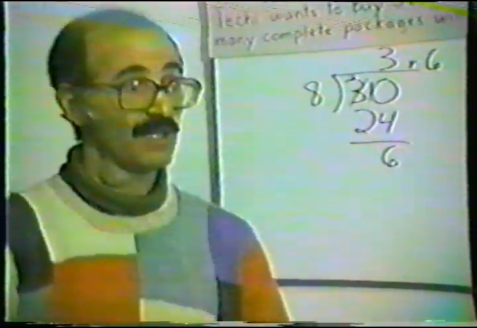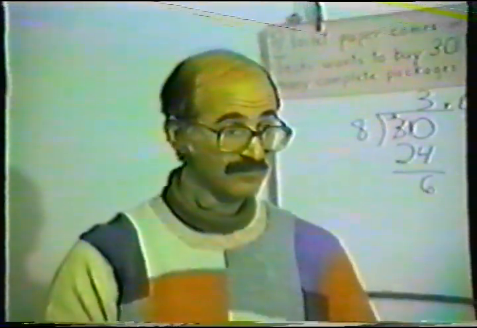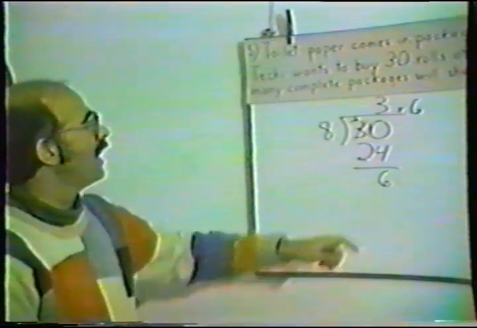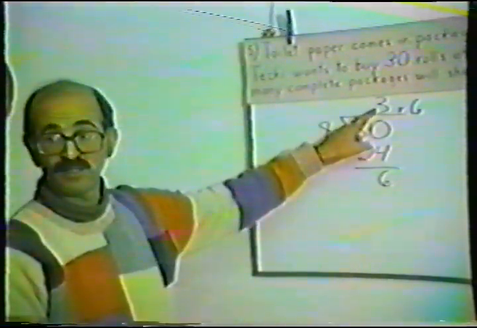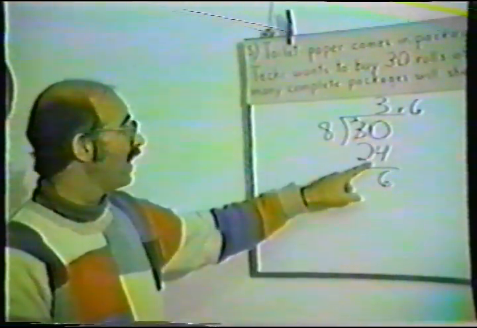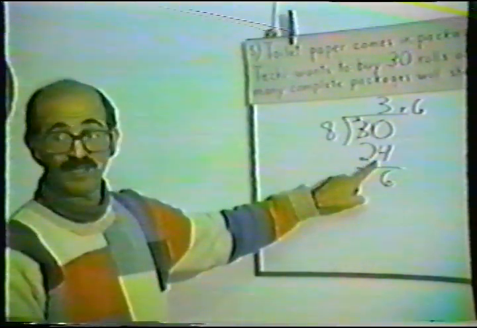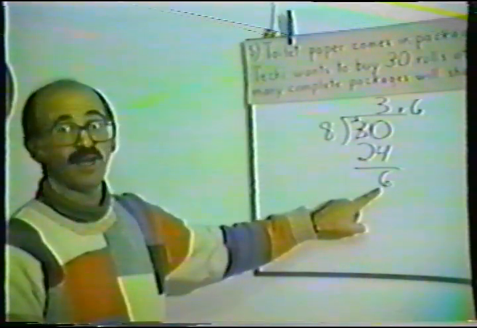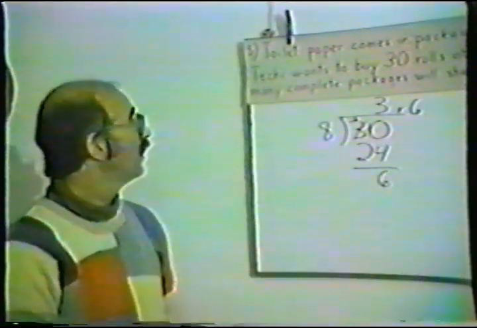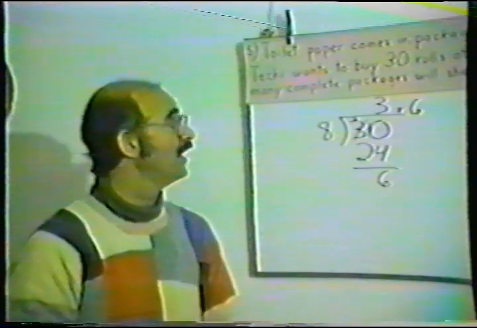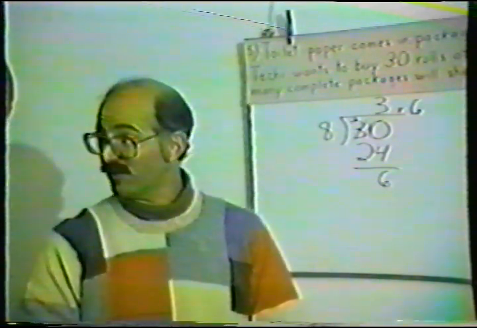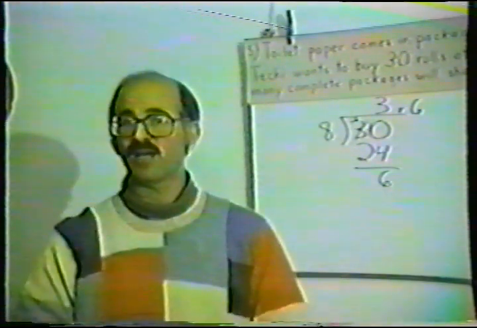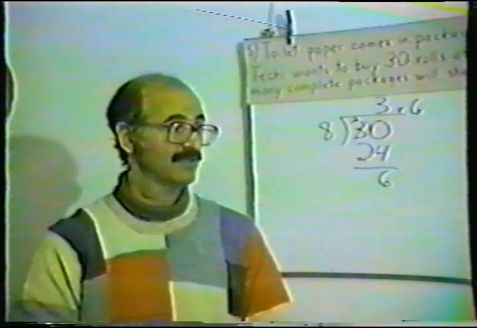Does that tell us exactly what we want to know? Yes. Well, maybe it does and maybe it doesn't. If we buy 3 complete packages, that will only give us 24 rolls, and we'll still need to get another 6. Her job was to go out and buy 30 rolls of toilet paper, and she didn't get quite enough if she only got 3 packages.